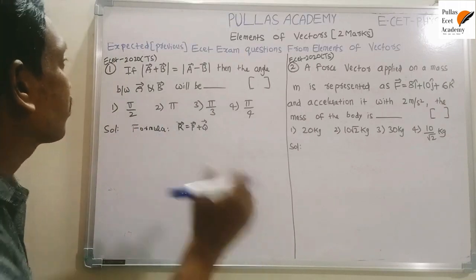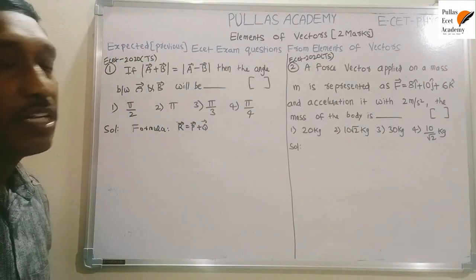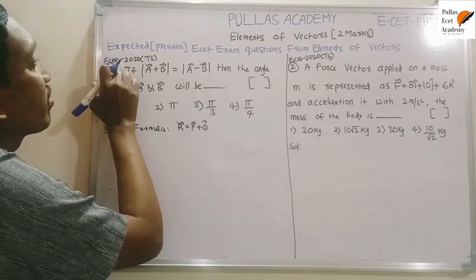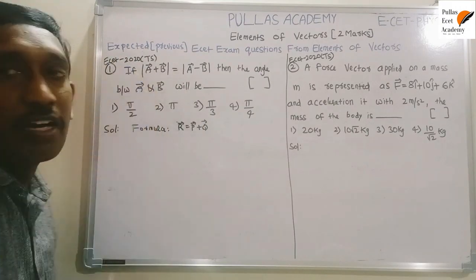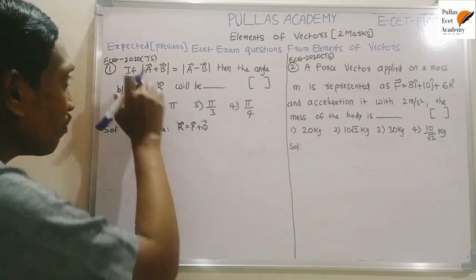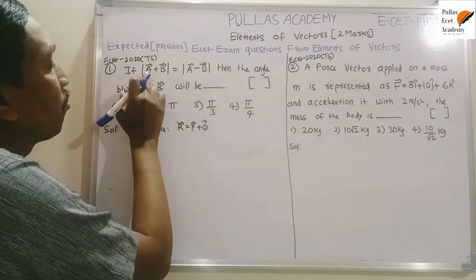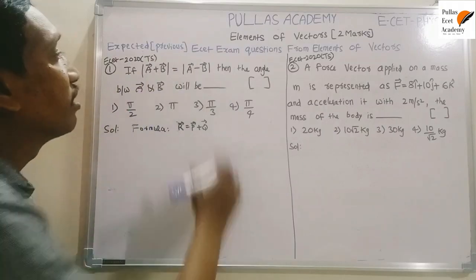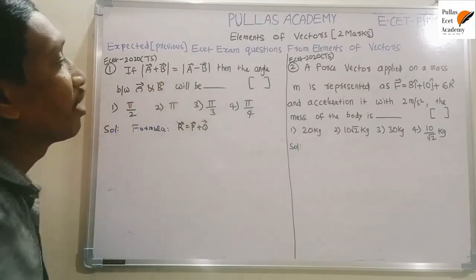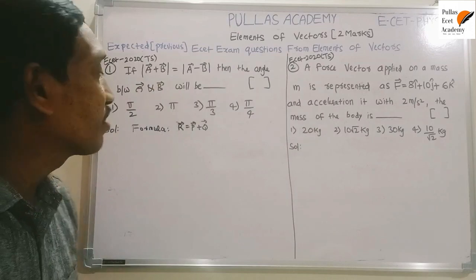Let us discuss from the first question. This first question is repeated in Ecet 2020 TS paper. What is the question here? If modulus of a bar plus b bar equals modulus of a bar minus b bar, then the angle between a bar and b bar will be, is asking.